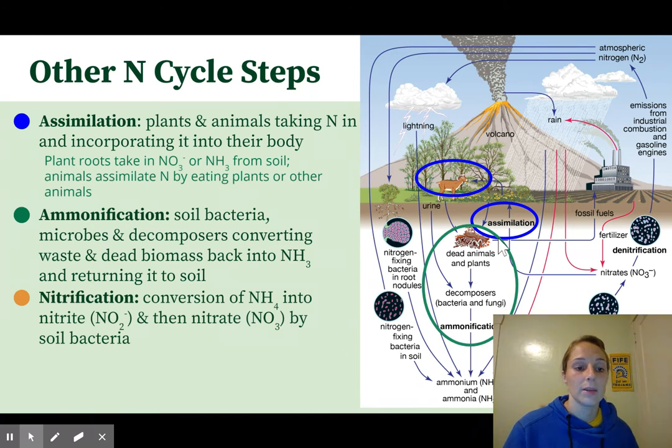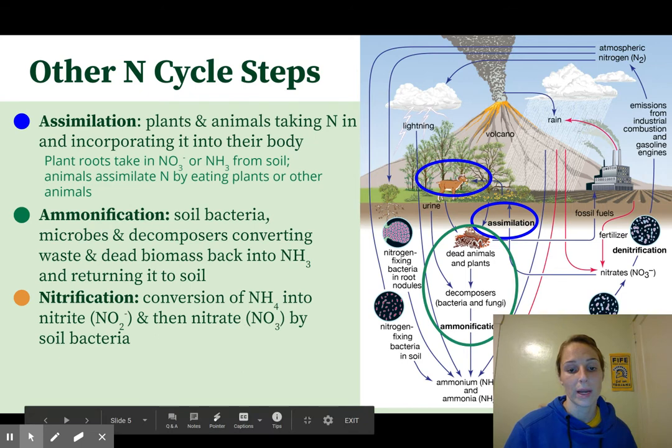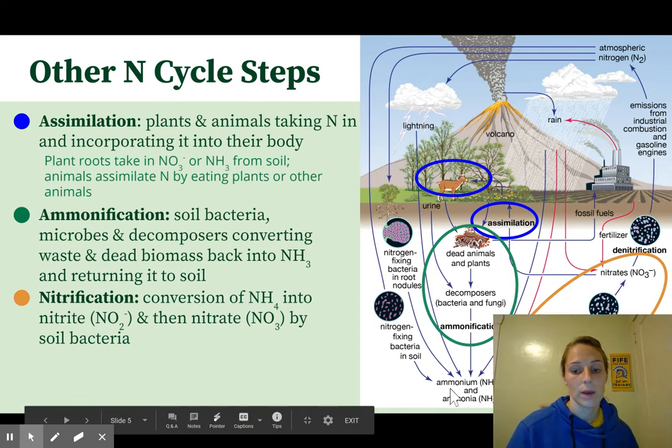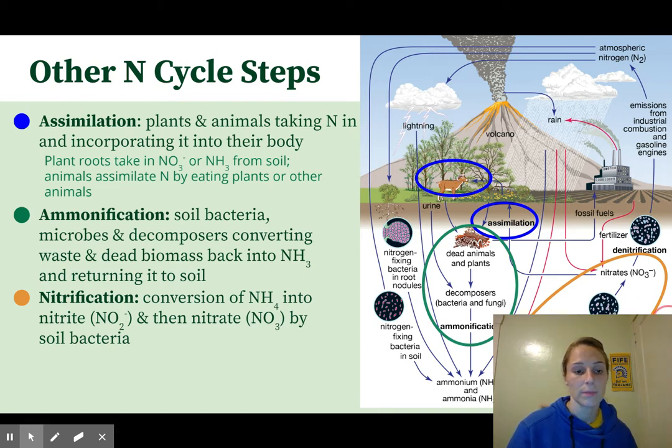Then we have nitrification, which is where you're going to take that NH4 and convert it into nitrite and then nitrate through soil bacteria. And this is going to be happening right here. So you see the NH4, ammonium, where it gets converted into nitrite and nitrate through nitrification.